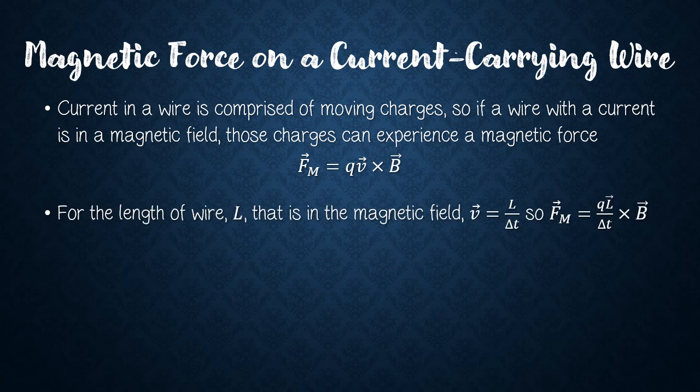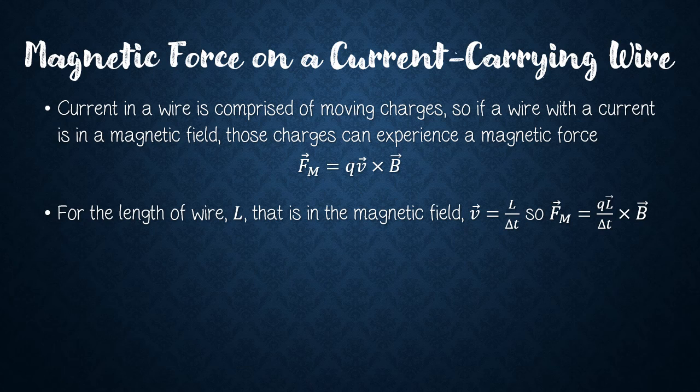So let's say that we have a length of wire L that's actually in the magnetic field. The whole wire might be longer than that length L, but we're only going to focus on the portion that's in the magnetic field. So thinking about the velocity vector that we have here, we know that velocity can be expressed as displacement divided by time, especially if we're looking at the average velocity. And so if I plug that expression into my magnetic force equation, I get that q times L over delta t cross B gives me that magnetic force.